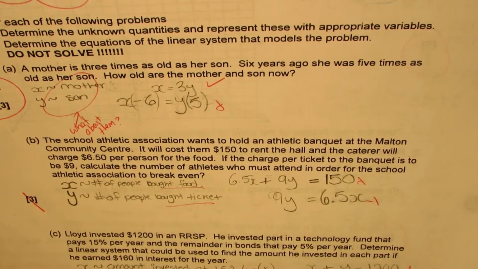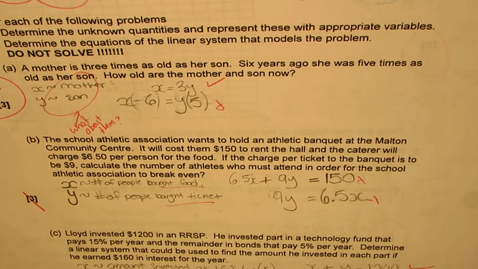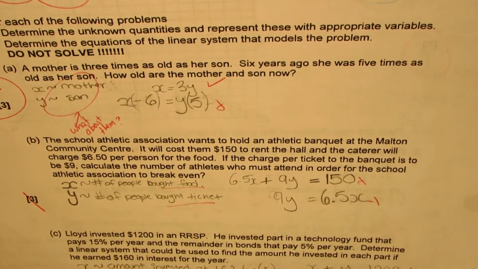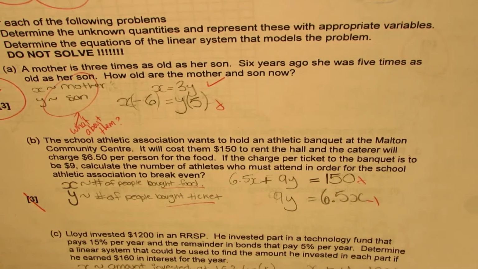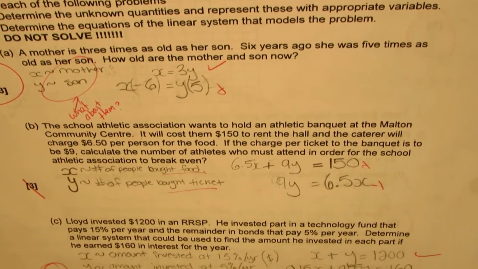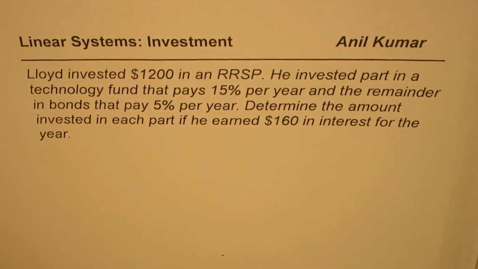Here are a few questions from a previous test paper on linear systems. We'll discuss them one by one. In this particular video, we'll discuss a linear system based on investment. It is part C of this question which we will discuss. Here is the problem.